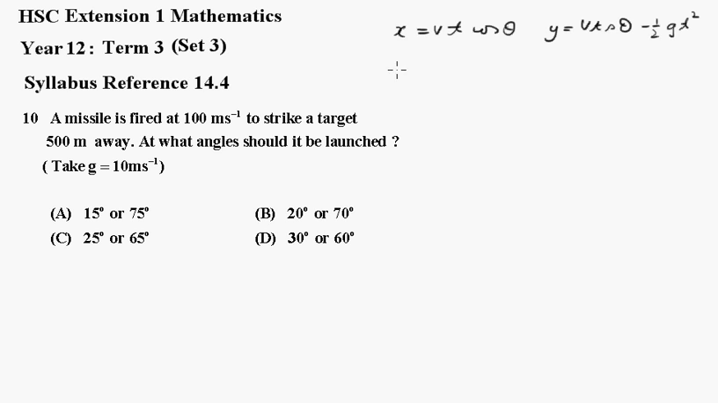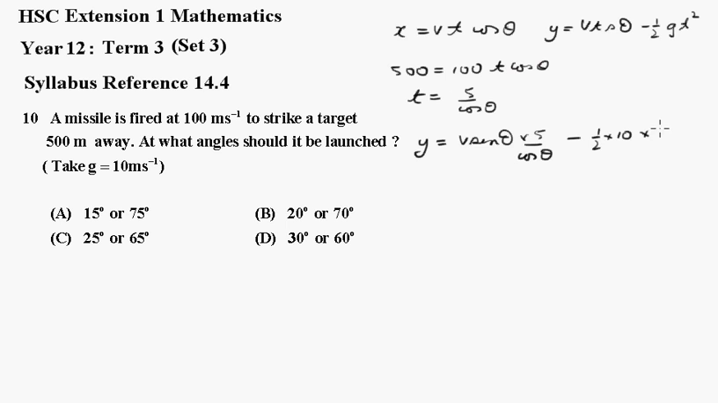Now, when x is 500, the velocity is 100, t cos theta. So t must be equal to, dividing through that by 100, you get 5 over cos theta. Okay, so now I'll just put that t back into this here, and we'll get y is equal to v sin theta times 5 over cos theta minus 1 half times 10 times 5 over cos theta squared.